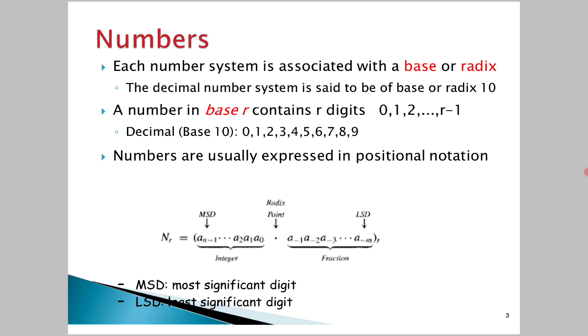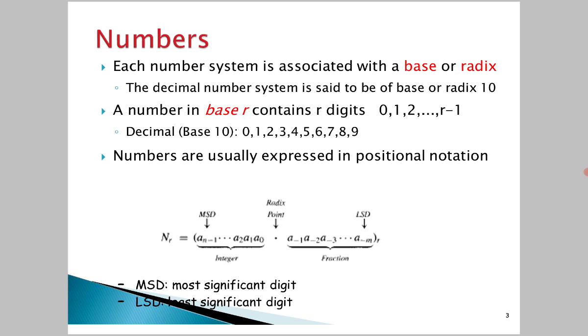Numbers are usually expressed in positional notation. So, what is positional notation? For example, N of R is equal to A0, A1, A2, A3 up to A n minus 1, where small n is the number of digits in the integer part, and similarly A minus 1, A minus 2 up to A minus m for the fractional part.